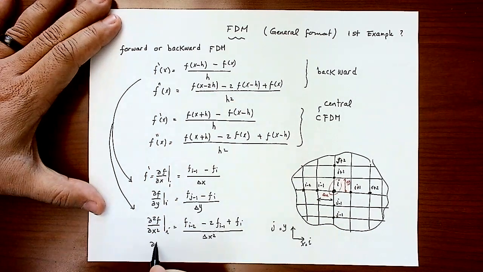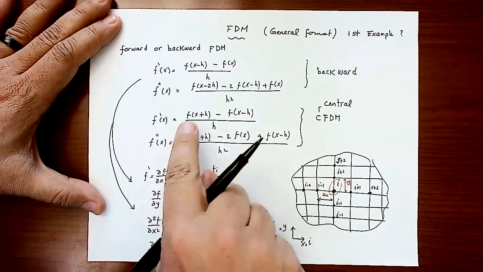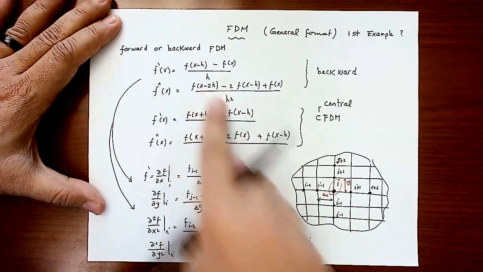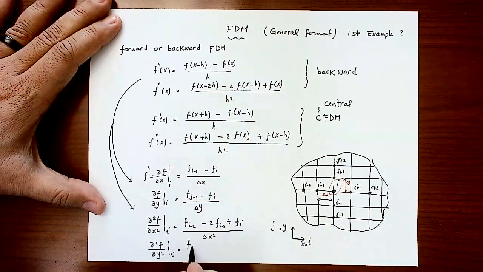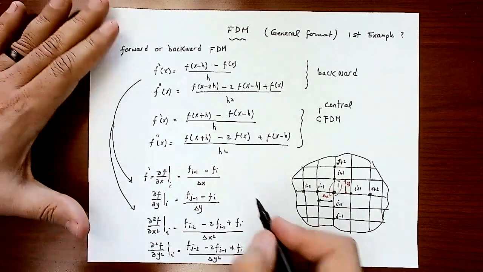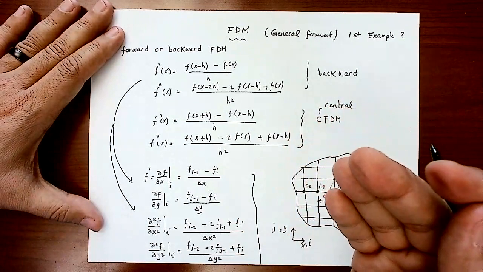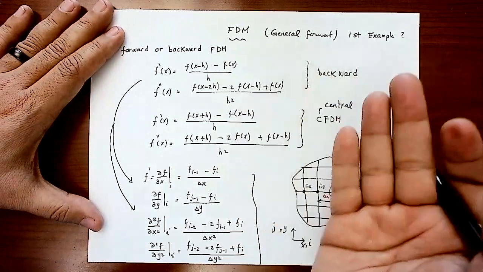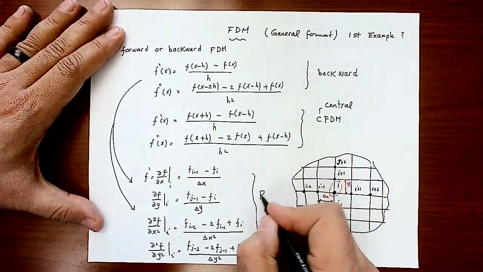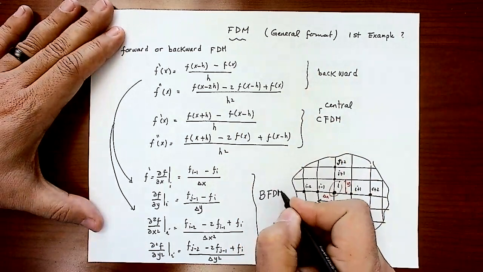Now, if I want to do partial 2f by partial y squared for node j, I need to go 2 points backwards. So it's going to be f of j minus 2 minus 2 f of j minus 1 plus f of j, divided by delta y squared. This is how to generalize what we call the nodal equation for the backward finite difference. This is the backward finite difference method.